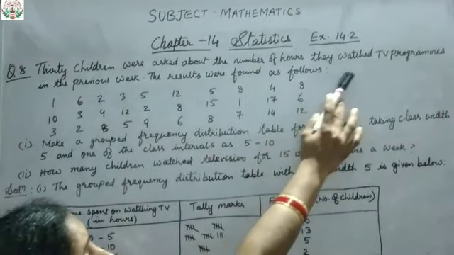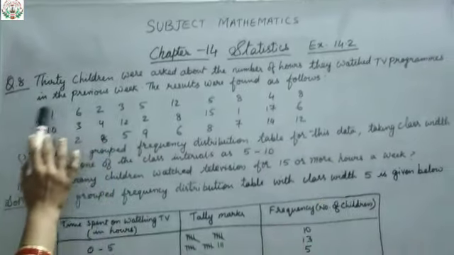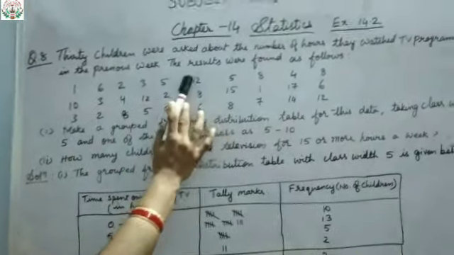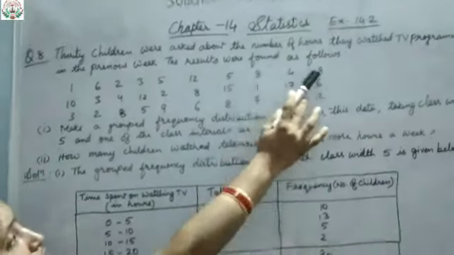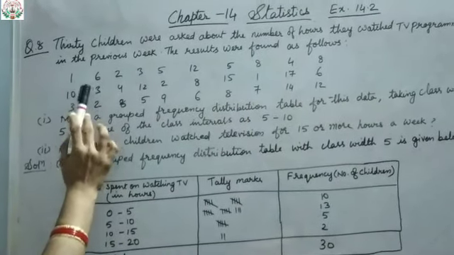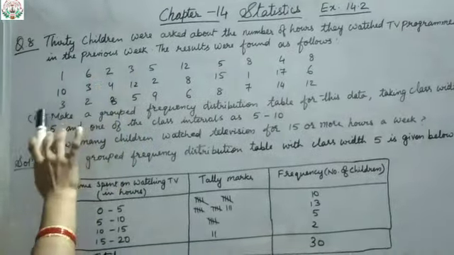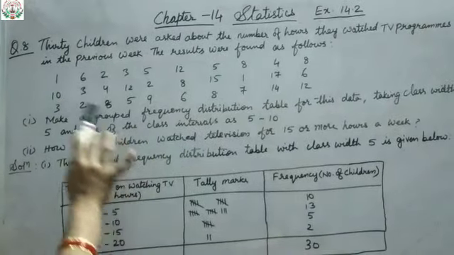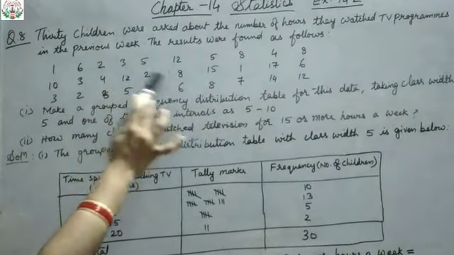The 8th question of exercise 14.2: 30 children were asked about the number of hours they watched TV programs in the previous week. The results were found as follows. So with 30 children, they were watching the television during these hours. These are the specified hours.